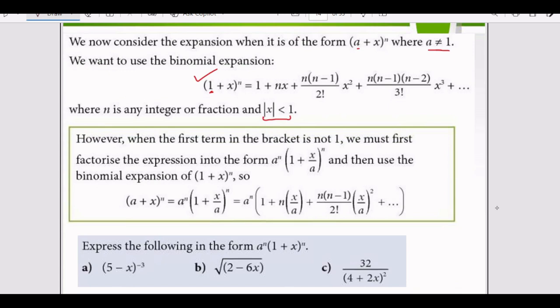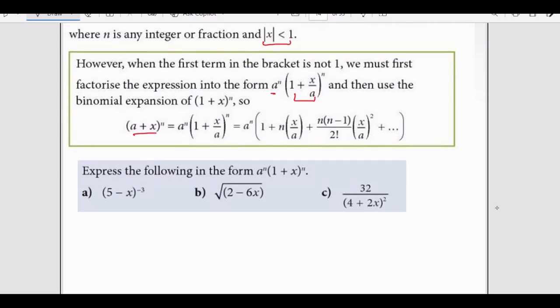For any integer and fraction, by the definition that will be applicable to that also. Now the first term in the bracket is not 1, so what we will do, we will take out this a common from inside. When you take out a common, this is going to become 1 plus x over a power n. So let me show you here. If I have a plus x power n, when you take this a out, on top there is n, so then we will have inside 1 plus x over a, power n.